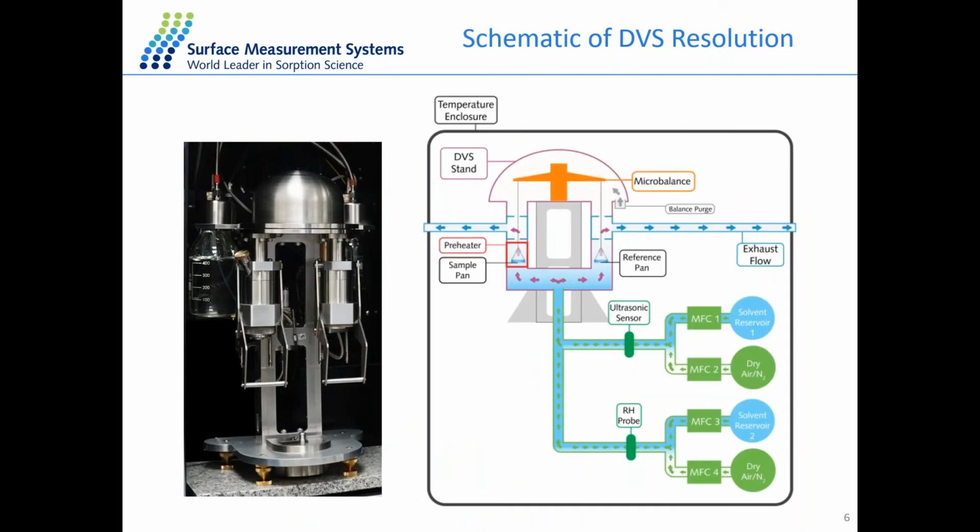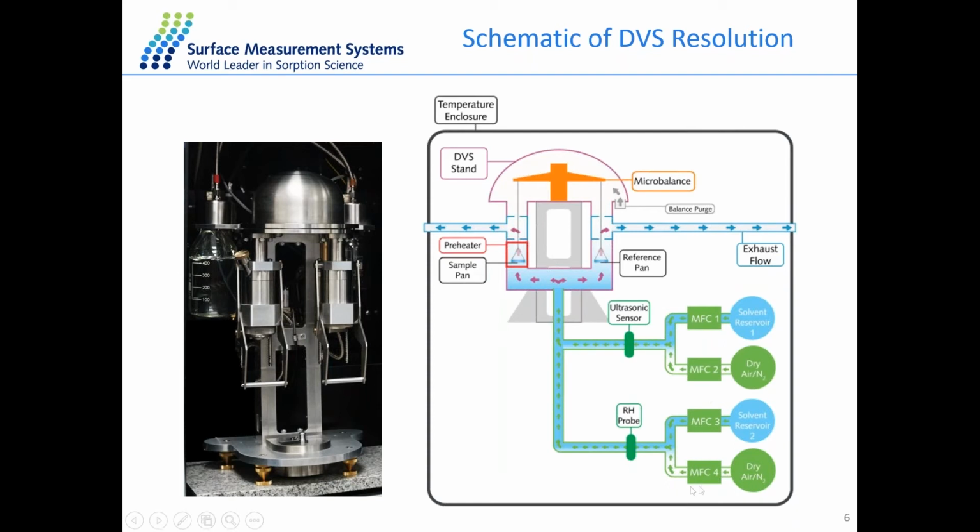So here's an example with one of our systems, the DVS Resolution, which can perform the sorption of both water and organic vapor, and it can also generate two components at the same time, doing co-sorption or competitive sorption of two different components. The principle for the experiment: in the middle here, we have the microbalance with a resolution of 0.1 microgram, connected to both the sample pan and the reference pan. The carrier gas for the system could be nitrogen or dry air. And we have two different bottles at the back as reservoirs, one for the water, and the other for the organic vapors.